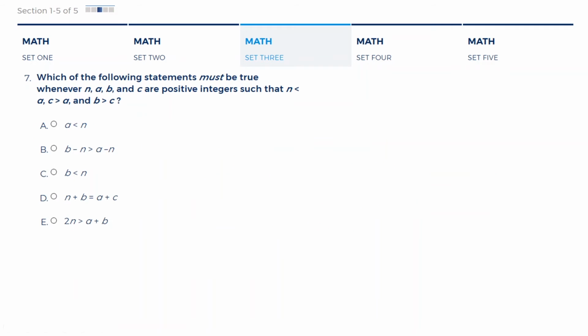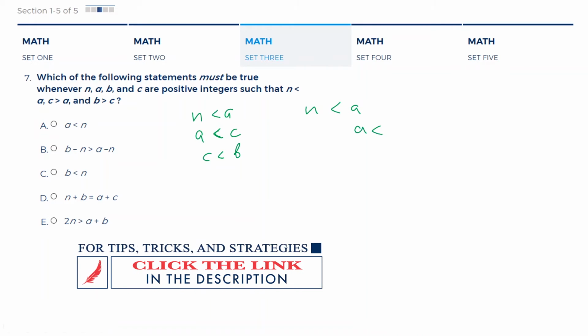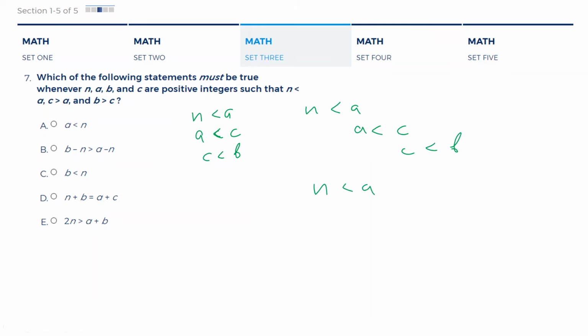F. Great. 7. Which of the following statements must be true if you know that n is less than a? What you should do is write them down. So C is greater than a, right? But don't write it like this. Write it as a is less than C, and then C is less than B. So now it's clear: n is less than a, a is less than C, and C is less than B. Great. So that's what we know for sure.